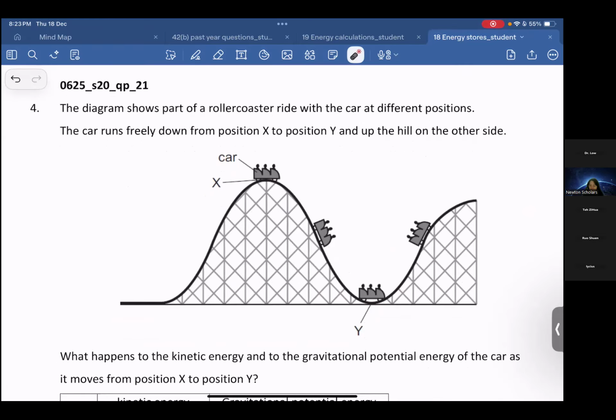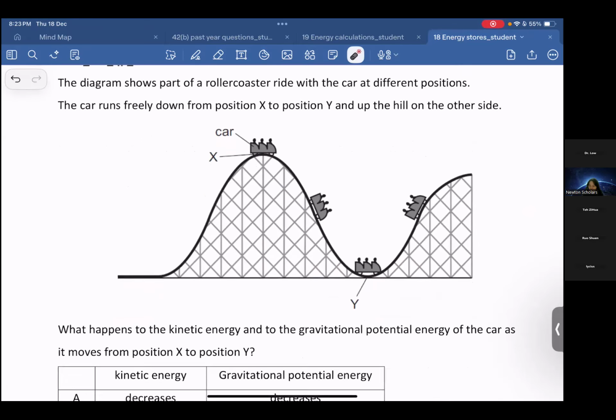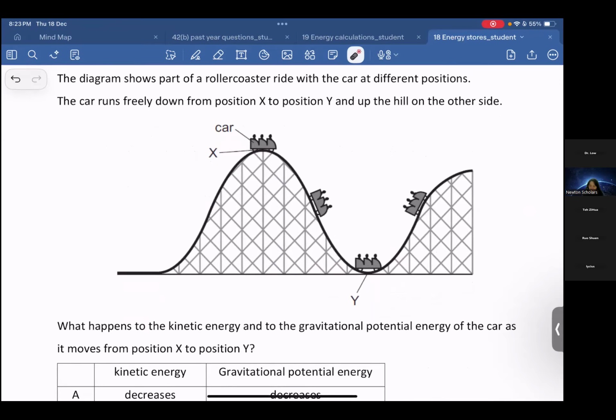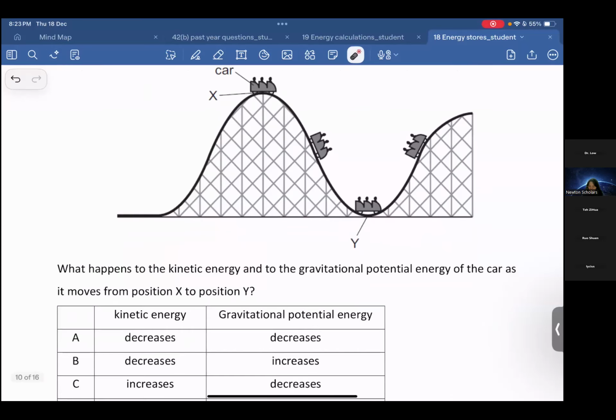The diagram shows part of a roller coaster with the car at different positions. The car runs freely down from position X to position Y and up the hill on the other side. What happened to the kinetic energy and GPE of the car as it moved from position X to Y? From here to here, what happened to the kinetic energy? What happened to the GPE?